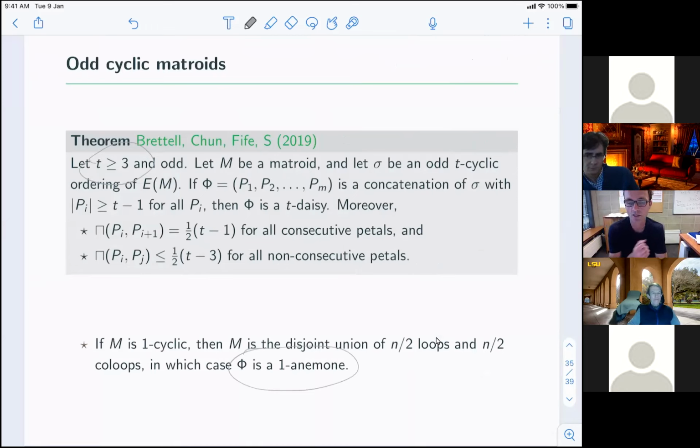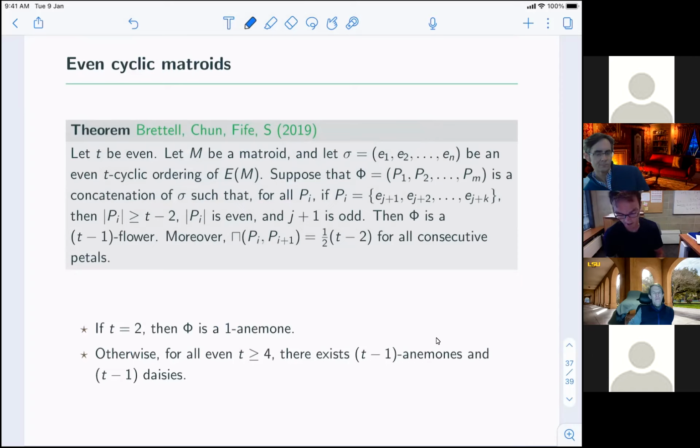A little caveat: if T is 2, you only get 1-anemones. But if T is at least 4, there exist (T minus 1)-anemones and (T minus 1)-daisies. So you get both when T is even and at least 4. And the last thing I want to say is, this is work with Jerry Toft and PhD student Nick.